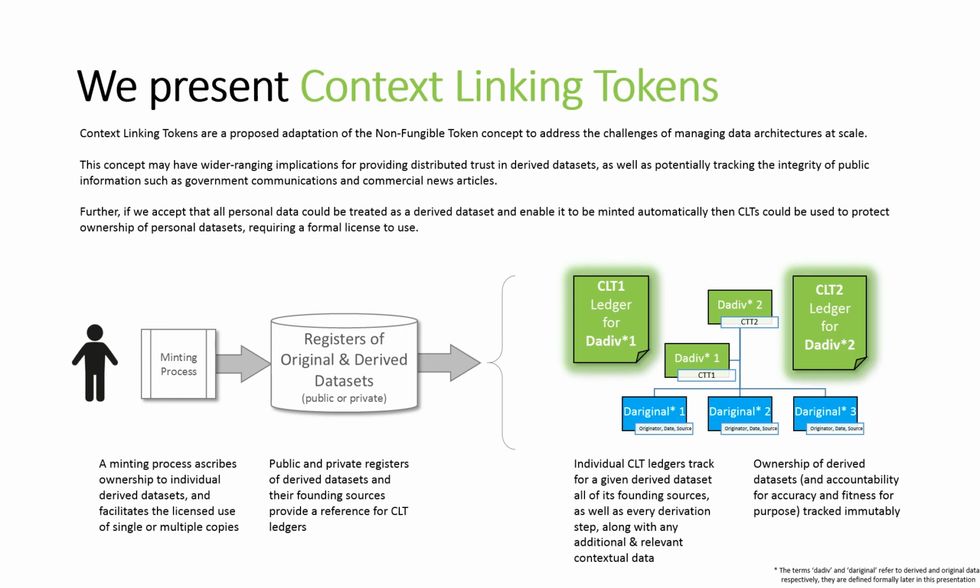Context linking tokens are a proposed adaptation of the non-fungible token concept to address the challenges of managing data architectures at scale. This concept may have wider-ranging implications for providing distributed trust in derived datasets, as well as potentially tracking the integrity of public information such as government communications and commercial news articles. Further, if we accept that all personal data could be treated as a derived dataset and enable it to be minted automatically, then CLTs could be used to protect ownership of personal datasets requiring a formal license to use.